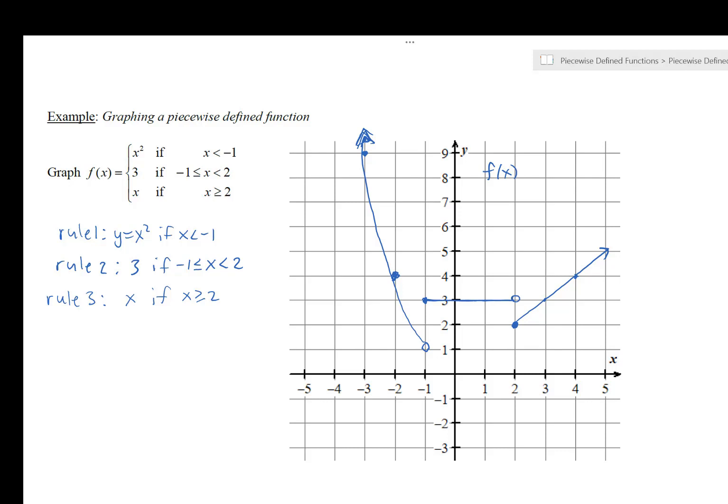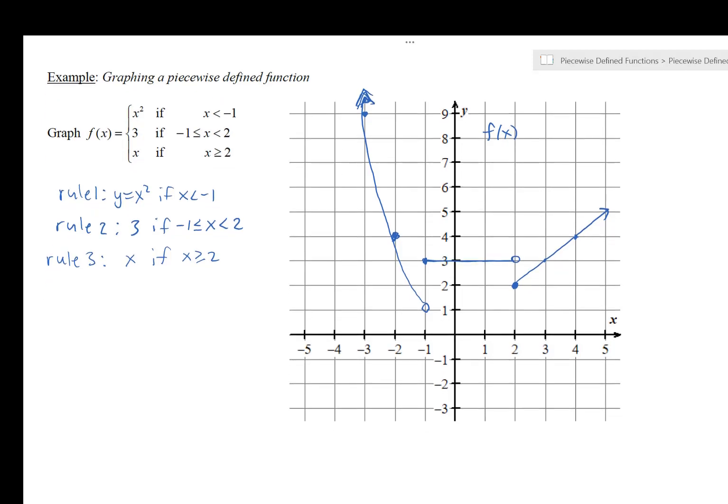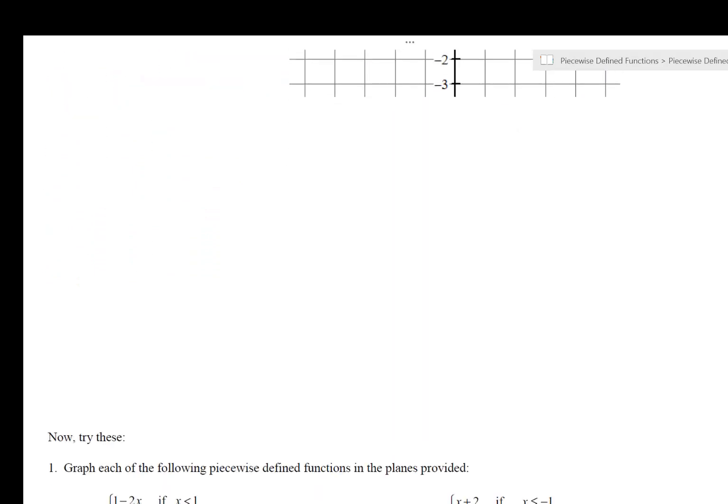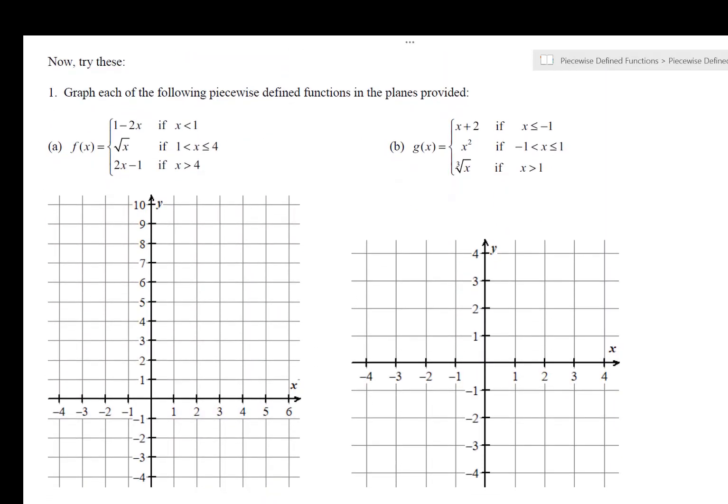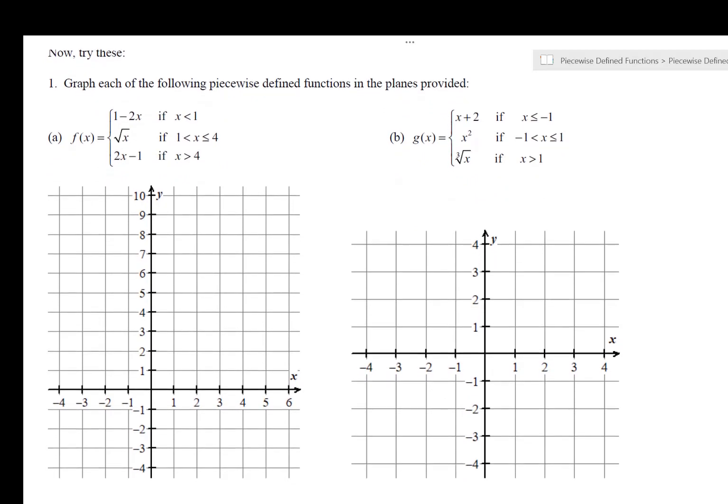So this is the kind of procedure you have to go through every time you graph a piecewise defined function. Let's look at a couple more examples just to get a better idea. All right, a couple of examples here, f of x and g of x, both piecewise defined functions. Let's start with f of x. Let's use a different color.